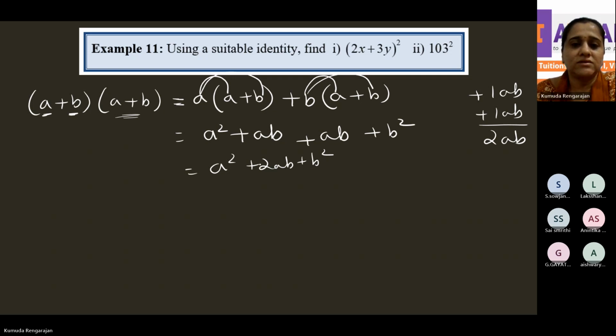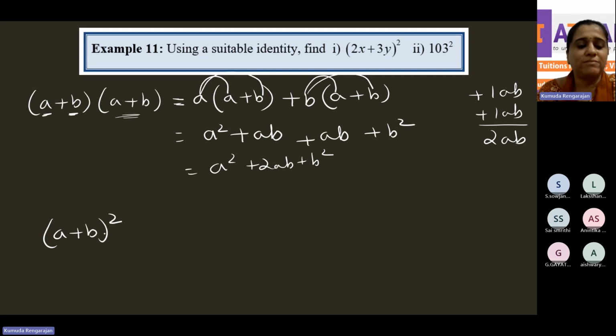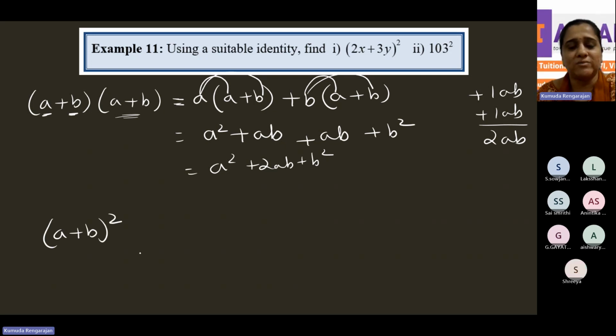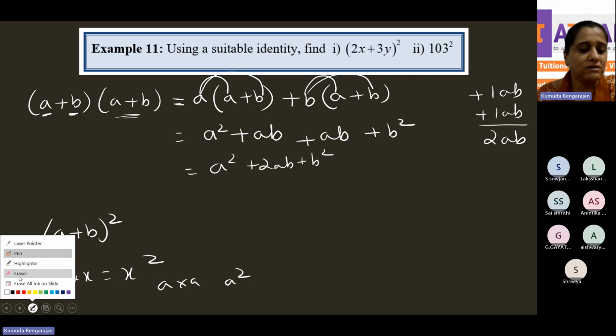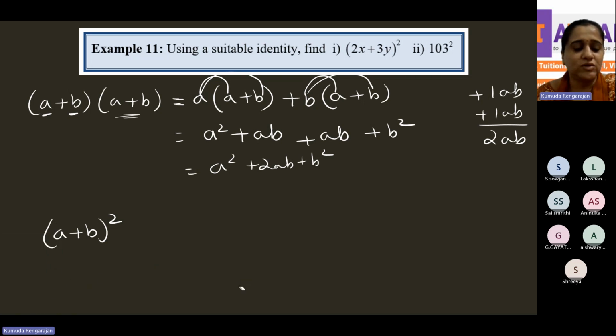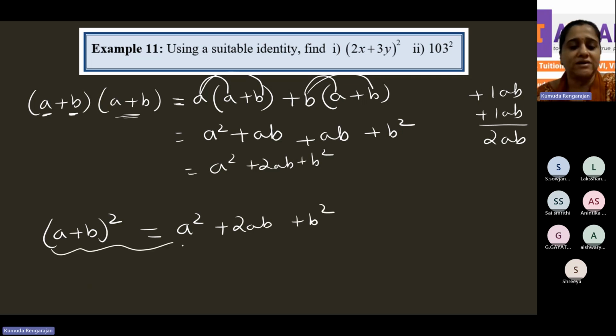So this is an algebraic identity: a plus b the whole square. Why a plus b the whole square? Because a plus b into a plus b, like x into x is x square, a into a is a square. Similarly, a plus b into a plus b is a plus b the whole square. So a plus b the whole square is equal to a square plus 2ab plus b square. Now this is an algebraic identity.